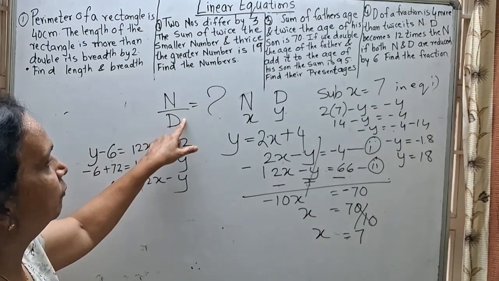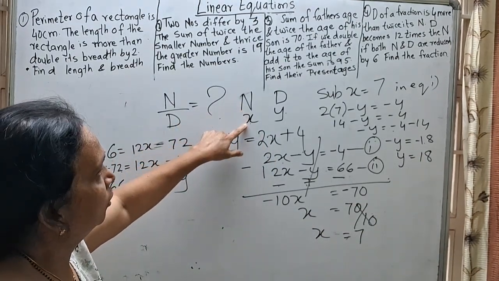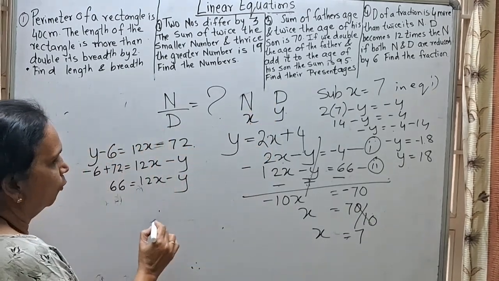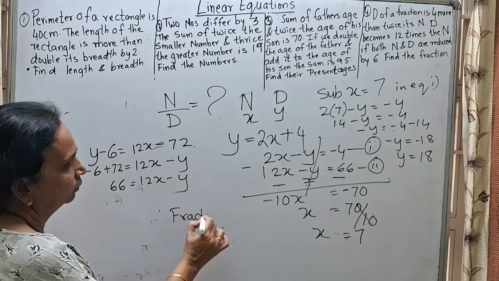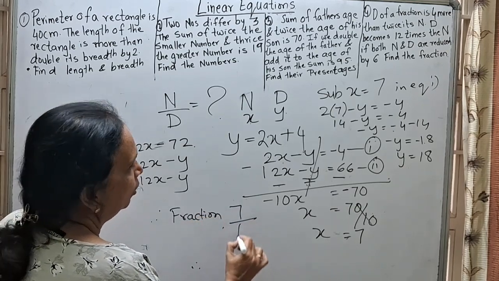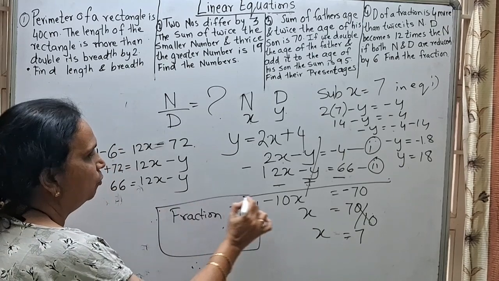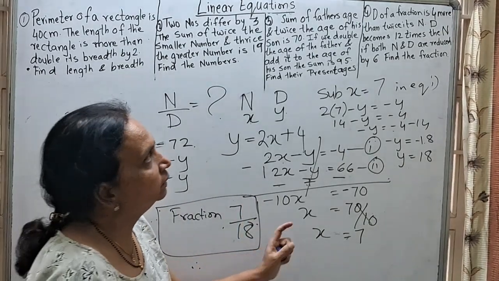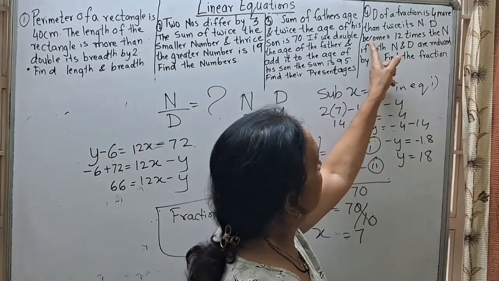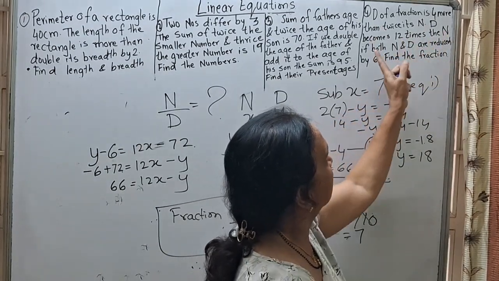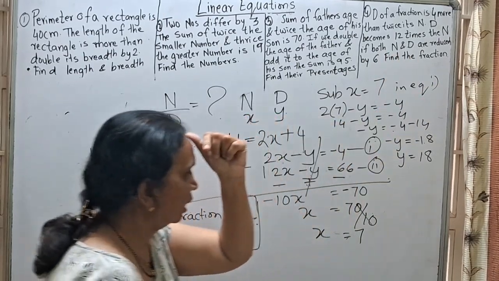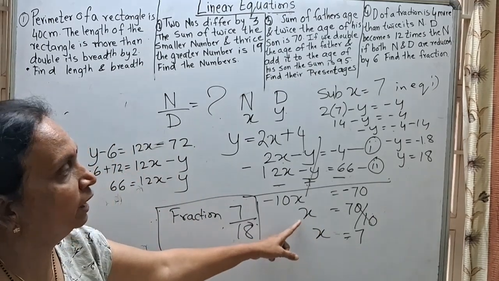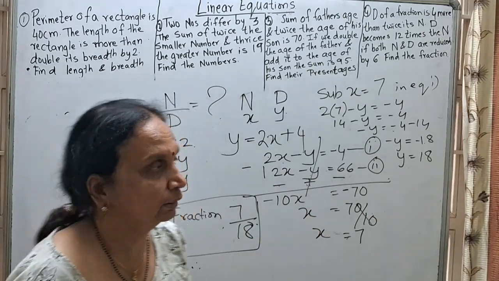They have asked you what the fraction is. So x was your numerator and y was your denominator. You got x as 7, so therefore the fraction is 7 upon 18. This is how you have got the required fraction. What you have to remember in this is that the denominator becomes 12 times the numerator if both numerator and denominator are reduced by 6. That is why we have taken x minus 6 and y minus 6.